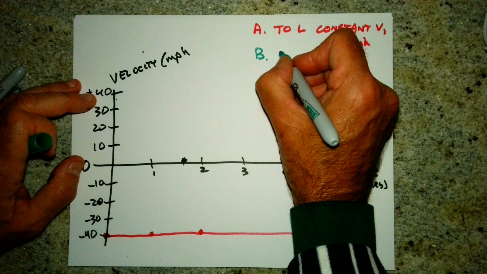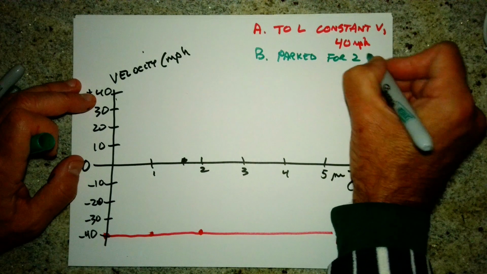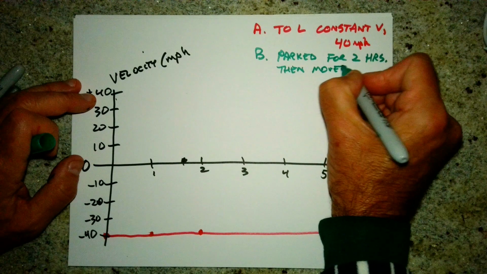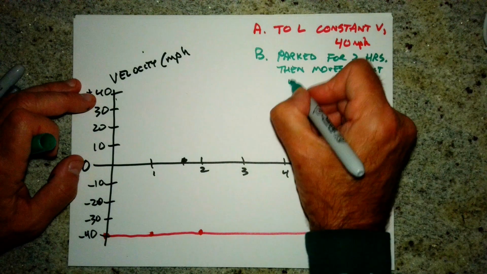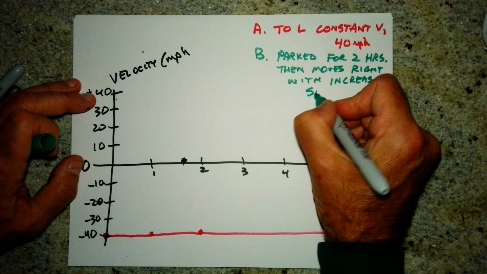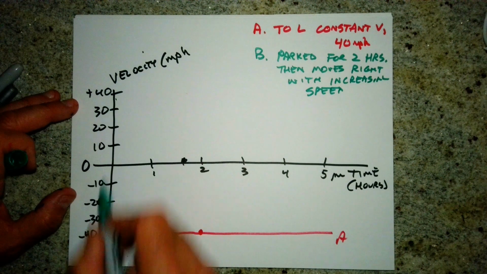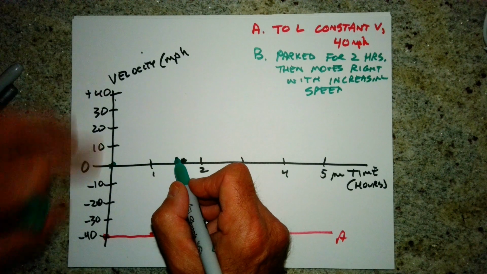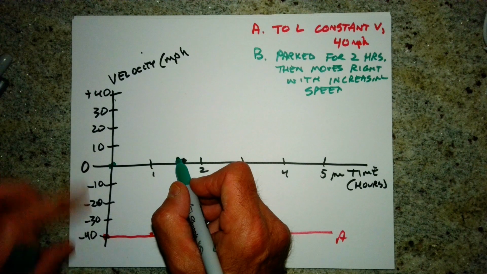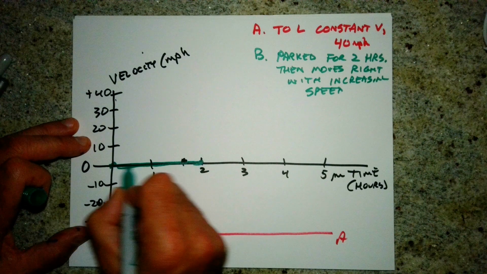Car B, we'll say stays stationary, parked for 2 hours. Then moves right with increasing speed. Okay, so first it starts out parked. Parked means 0 speed. Remember, this does not tell you where you are, it tells you how fast you're going. Positive means the car is moving right, negative to the left, 0 means it's parked. So it says stays parked for 2 hours. So the speed stays 0 for 2 hours.